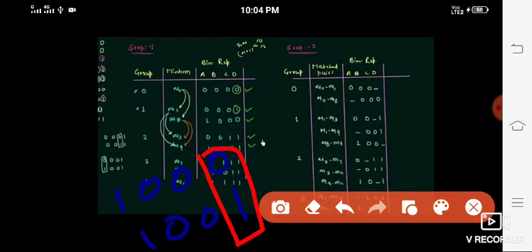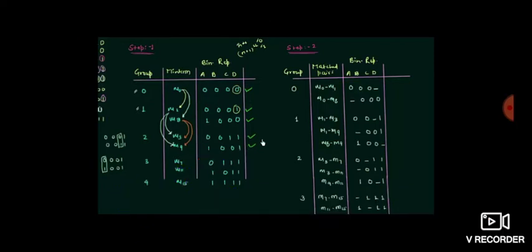Two ones will be compared in 3 1, 3 ones will be compared in 4 1. We have to observe again 2 ones we are comparing. M3 we are comparing M7, M3 again comparing M11, M9 again comparing M7, M9 again comparing M11. So we have to observe.